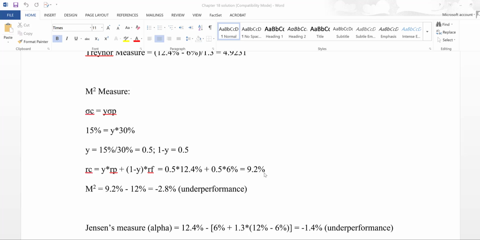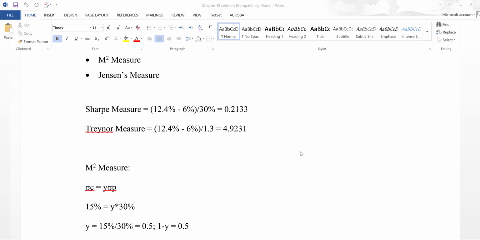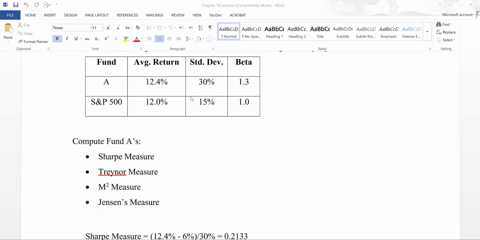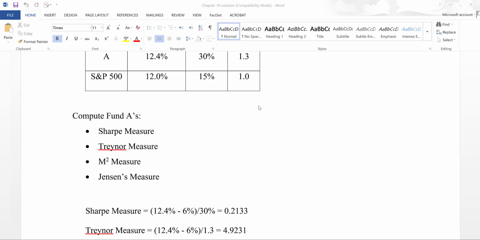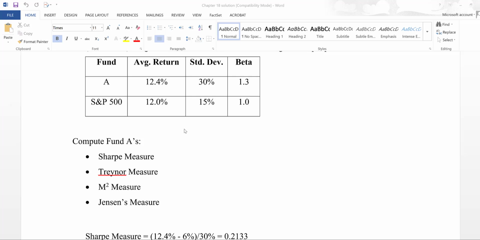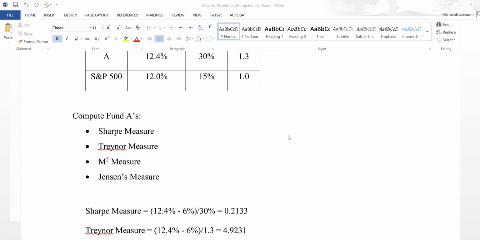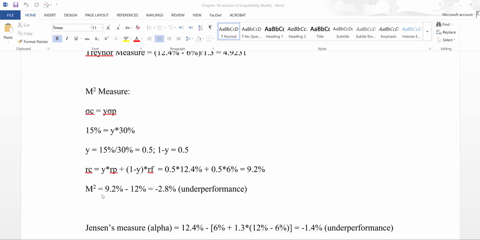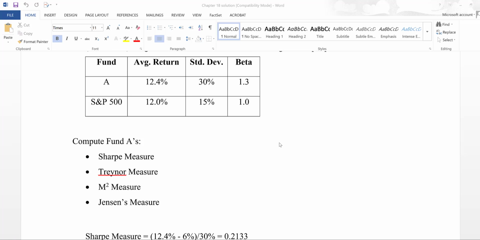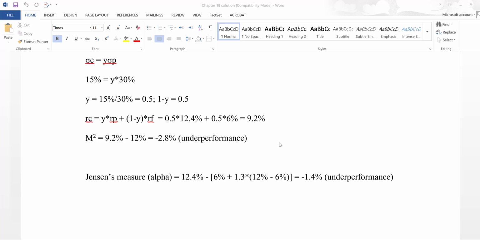So this new portfolio has a 9.2% return and 15% standard deviation. The risk is the same as that of the benchmark, so we can simply compare the return to that of the benchmark. So 9.2% versus 12%. Clearly the fund underperformed, and the difference, 9.2 minus 12, is negative 2.8%. That is the magnitude of underperformance. So let's say that the fund underperformed the benchmark by 2.8% based on the M2 measure.